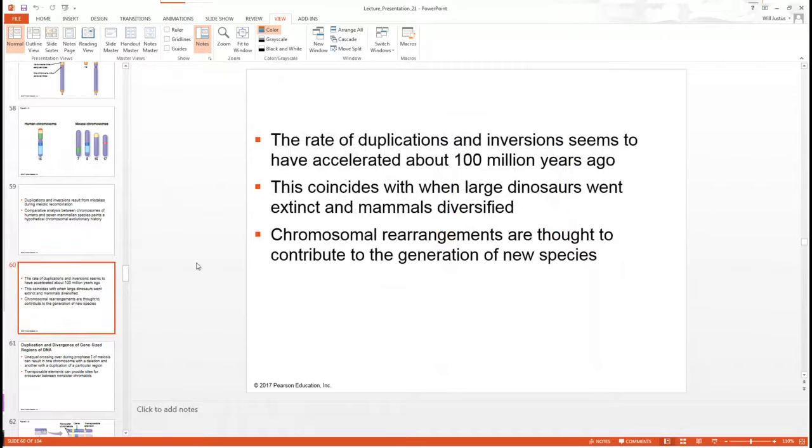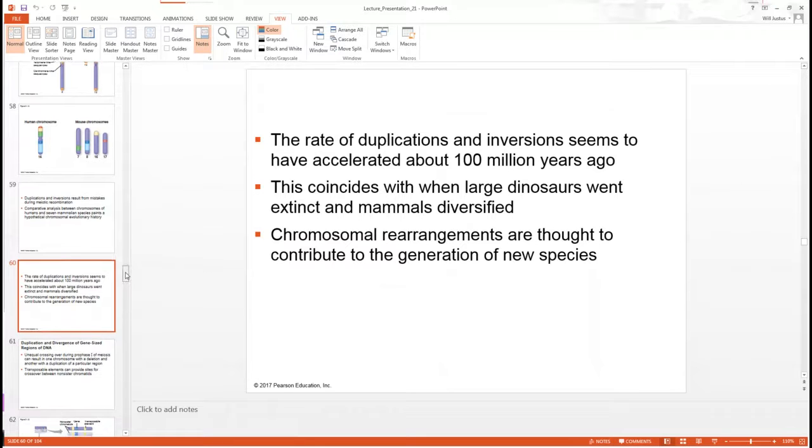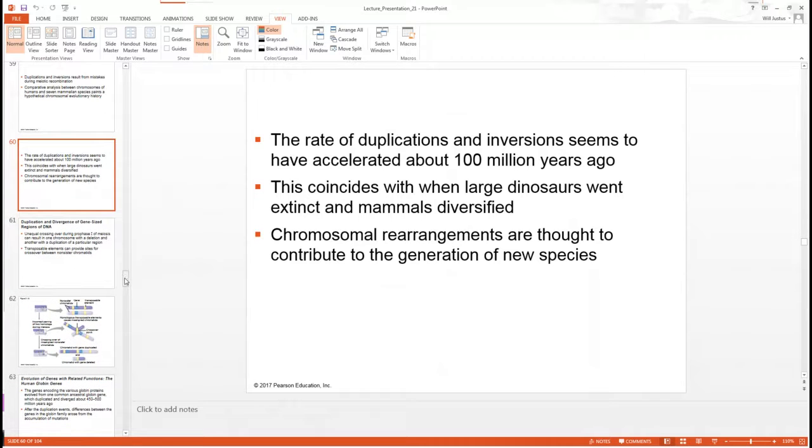The rate of duplications and inversions accelerated about 100 million years ago when dinosaurs went extinct and mammals diversified to fill all the new niches that were available. And they were breeding a lot because there were more resources and more places for them to move into, and that led to a higher rate of duplications and inversions because there's more offspring being reproduced. Producing more offspring led to species diversification faster because of the rate of random mutation.